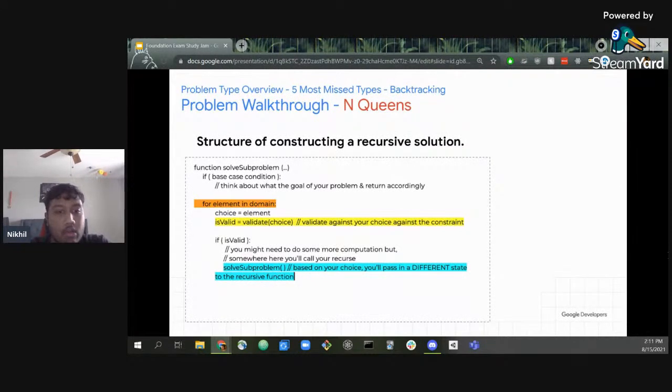So here we have an outline of how a backtracking problem would ideally be outlined and constructed. As you can see, our base case handles what happens when our problem's goal is reached. We then loop through our domain and create a form of validating choices with respect to our constraints. After that, we recurse through the further states that the problem makes explicit. Next slide.